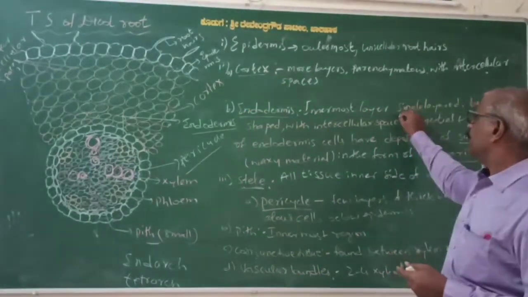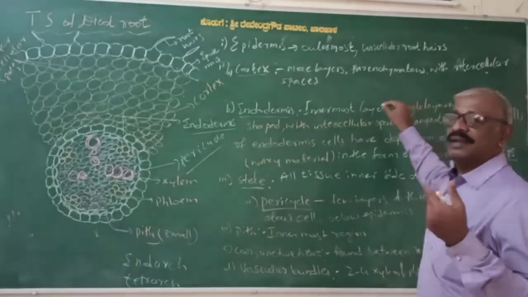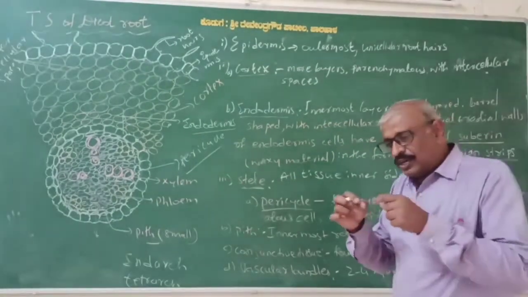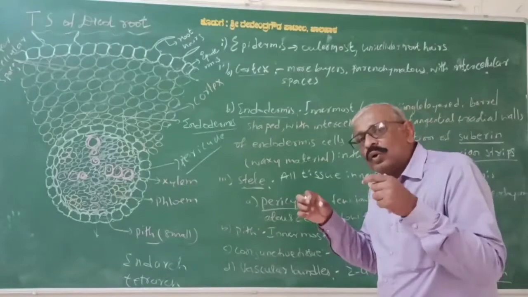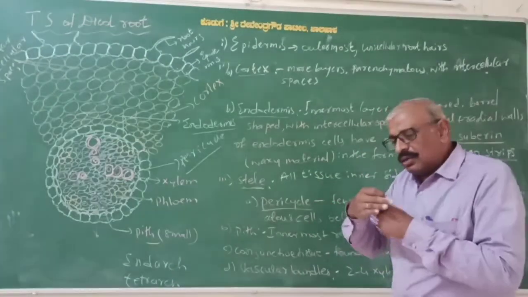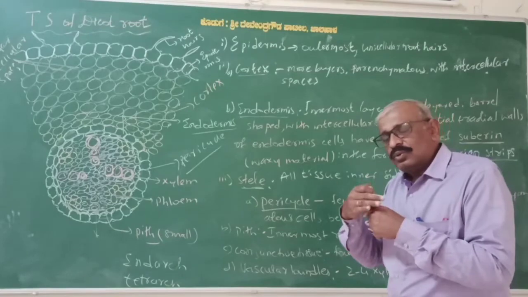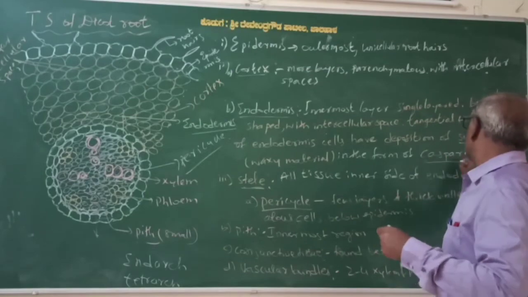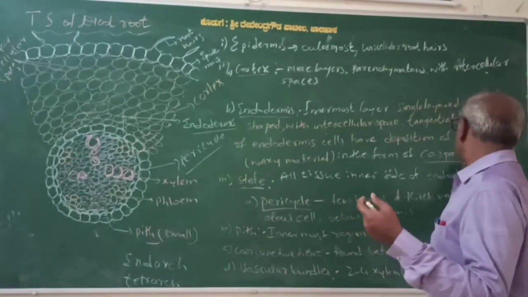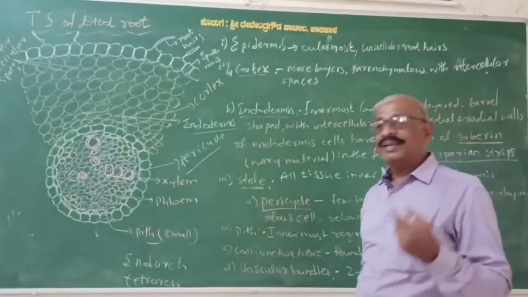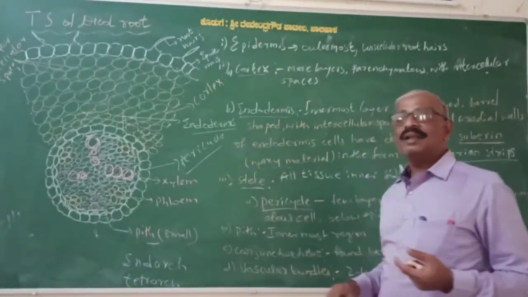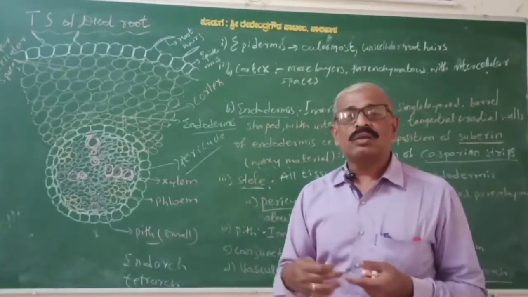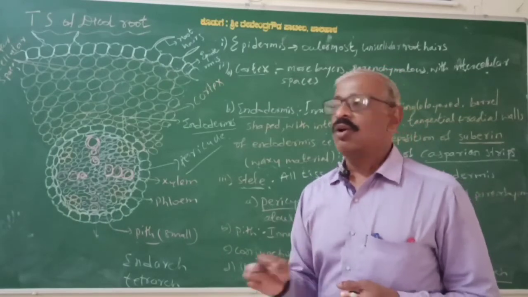This endodermis is a single layer. It consists of barrel-shaped parenchymatous cells, and these cells are arranged end to end, and there is no gap. So they are compactly arranged. On the tangential walls and the opposite end-to-end walls, there is a deposition of Casparian strips. Casparian strips mean the deposition of suberin material. That is a waxy material, impermeable to water. Water cannot pass through this material or this layer.